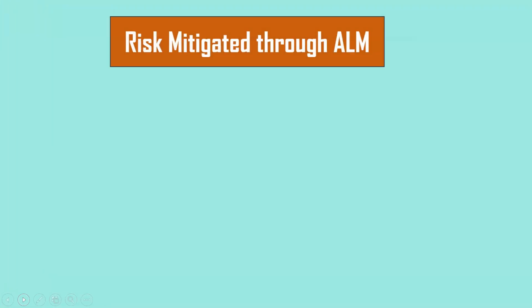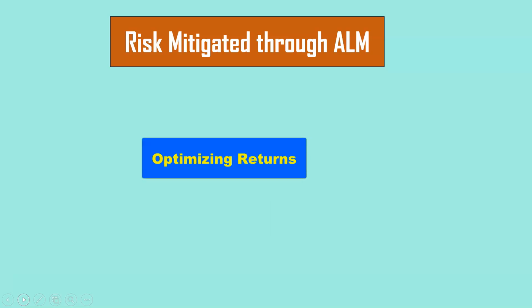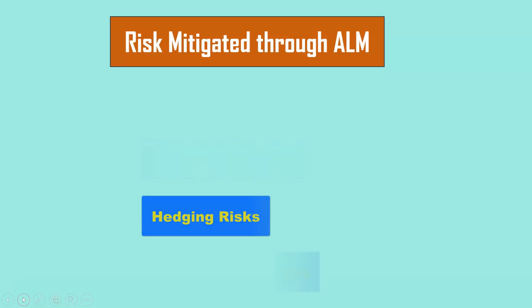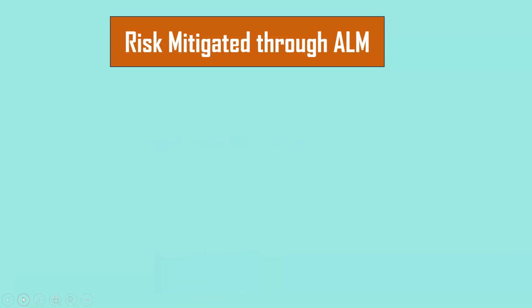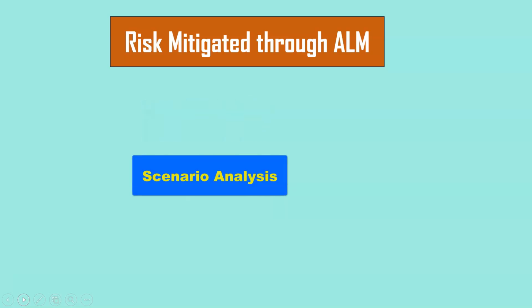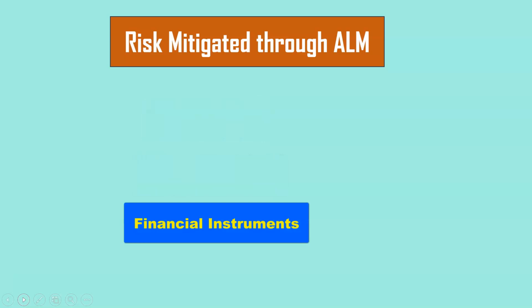Risks managed through the ALM process. Though balance sheet management and profitability management are the key focus areas of ALM, it also includes optimizing returns, hedging risks, smoothing the margins, and the like. ALM involves various risk management techniques to identify, measure, monitor, and control the risks associated with asset and liability positions. This includes stress testing, scenario analysis, and using various financial instruments to hedge risks.